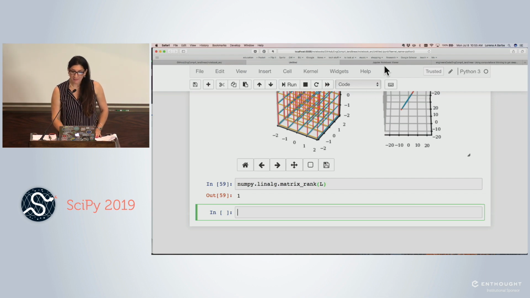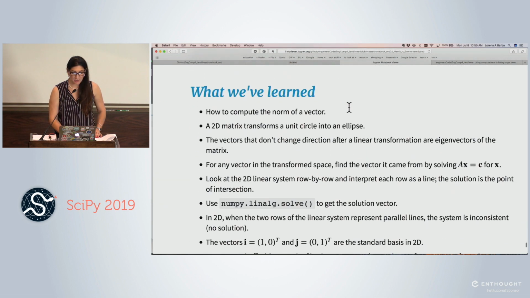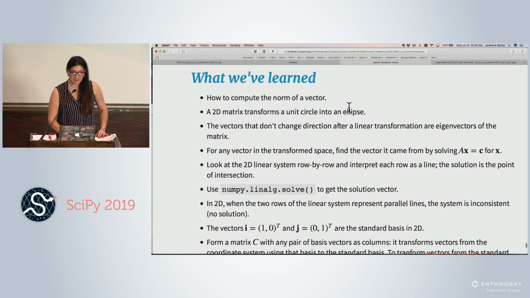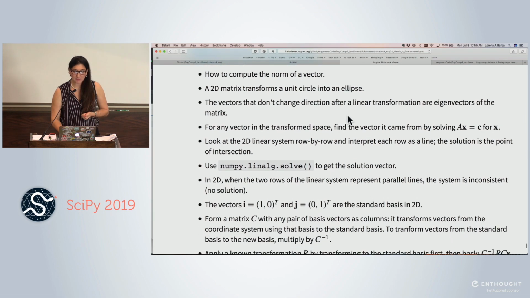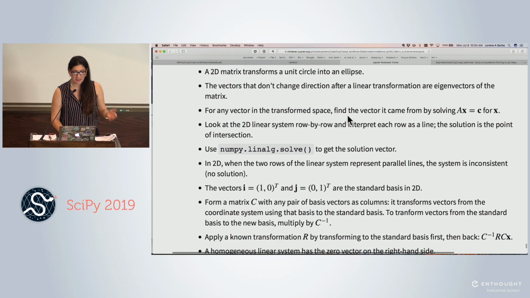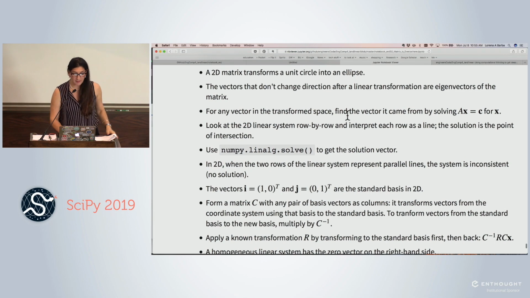This is the end of this second lesson and a well-deserved break for everybody. Let me just show all the things that we've learned in this lesson: how to compute the norm of a vector, that a 2D matrix transforms a unit circle into an ellipse, the vectors that don't change direction after a linear transformation are the eigenvectors. Don't forget that wonderful thing.